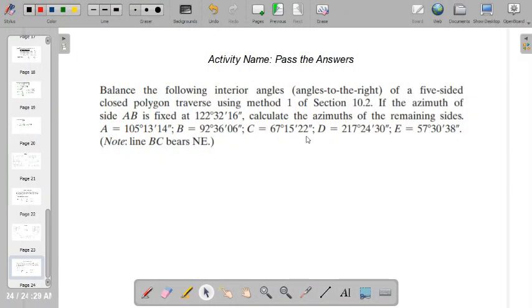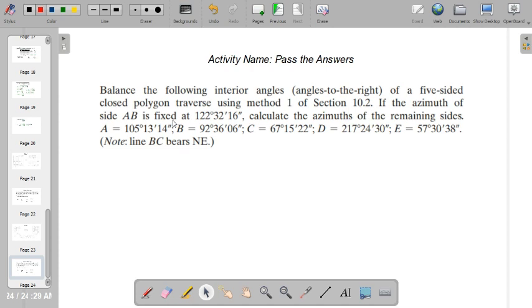Hi guys. So we are going to answer the activity that we had last time. Balance the following interior angles to the right of a five-sided closed polygon traversed using Method 1 of Section 10.2 that we have discussed.